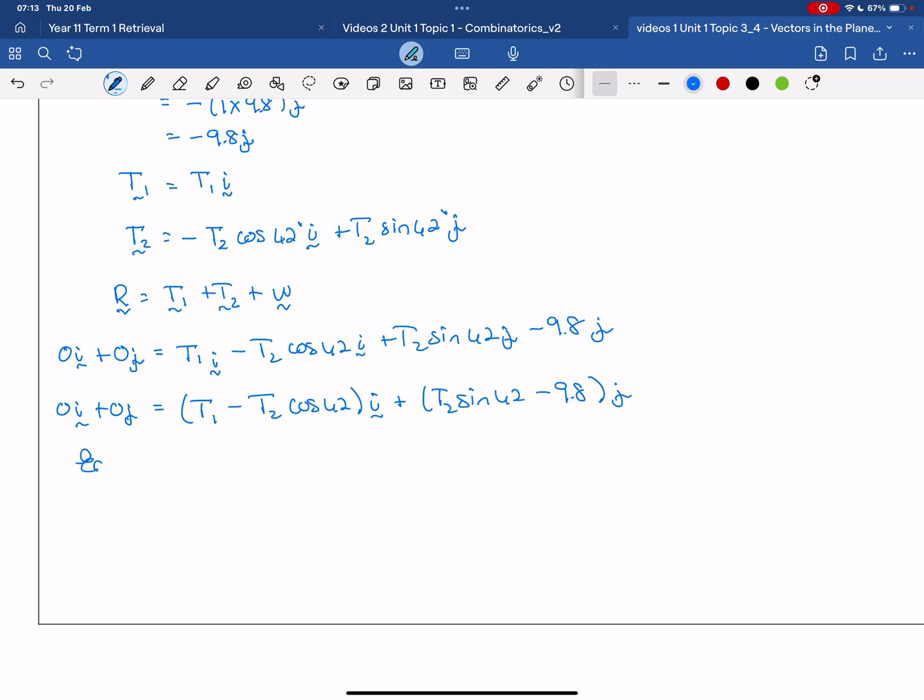So if we equate our, let's start with equating our J components, because then we can get rid of one of our unknowns much faster. So T2 sine of 42 minus 9.8 is equal to 0. And so T2 will be 9.8 over sine of 42 degrees. And that gives me 14.6 newtons for T2.